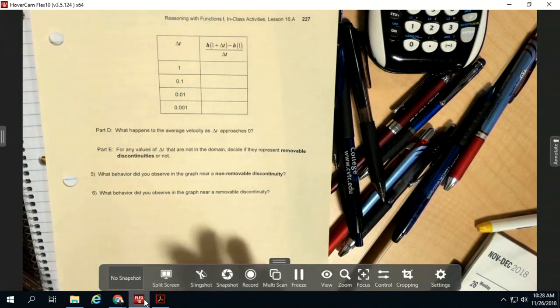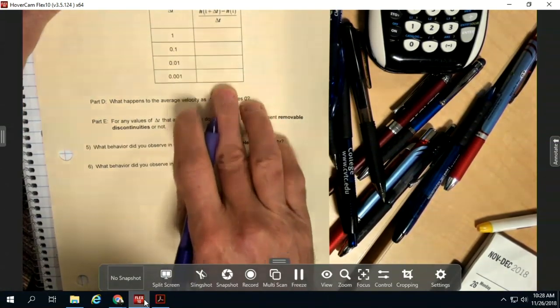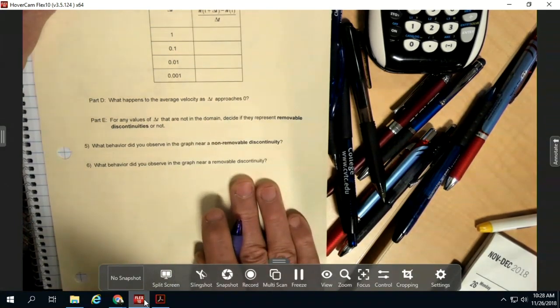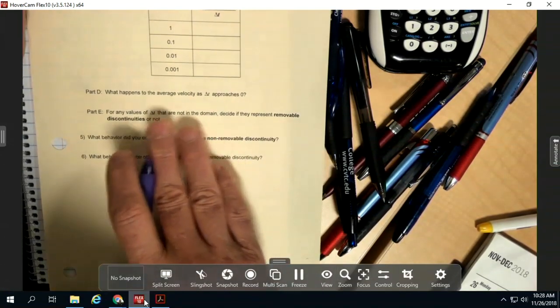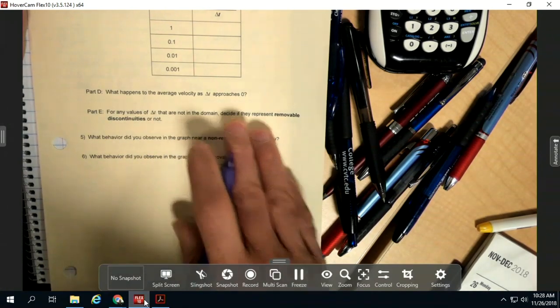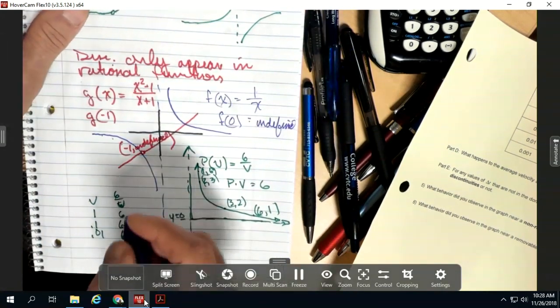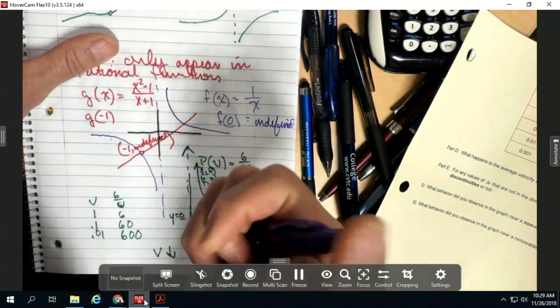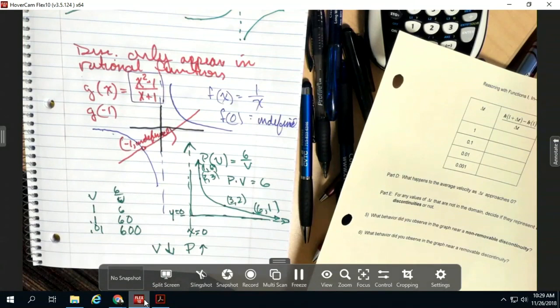For any values, what happens to the delta t as t approaches 0? As it approaches 0, it got closer and closer to 10.2, right? What values of delta t are not in the domain? Decide if they represent removable and non-removable discontinuities. So over on this page, what is true about this function right here?